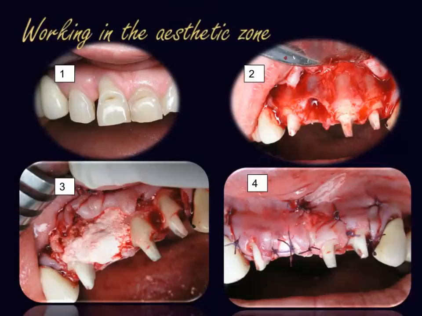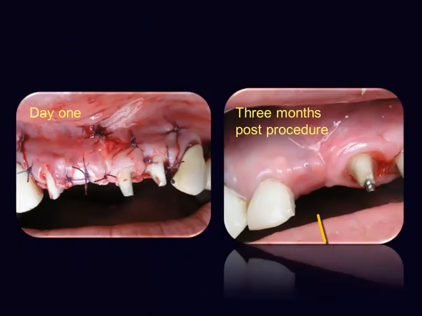Case 2 presents BONDBOND augmentation post-extraction of tooth number 11. A complete closure of the soft tissue was achieved after 3 months. This emphasizes the fact that soft tissue can migrate above the material. The complete closure enables and facilitates the final rehabilitation.